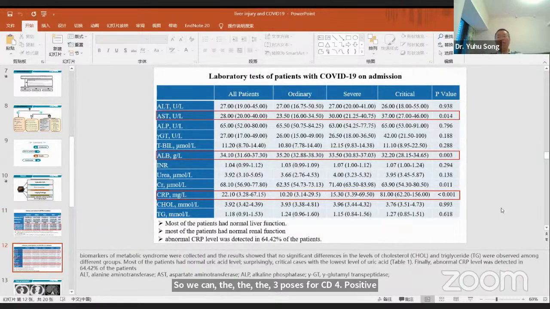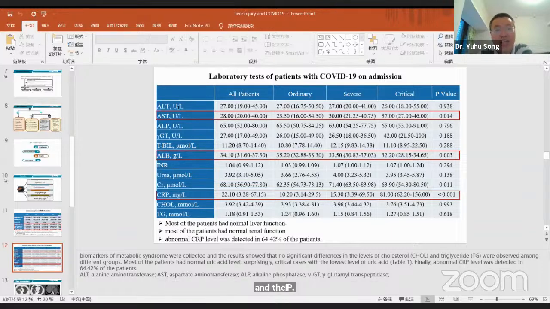Then we check the liver functions, renal functions, and CRP. We can see ALT, AST, ALP, GGT, and total bilirubin in most patients are within normal limits. We see albumin decreased in most patients. The urea and creatinine are normal. So we assess the CRP. We get the conclusion that most patients have normal liver functions and normal renal functions, but CRP, C-reactive protein, is highly increased. We can see the abnormal CRP levels were increased in most patients.